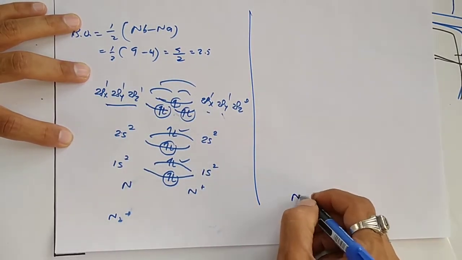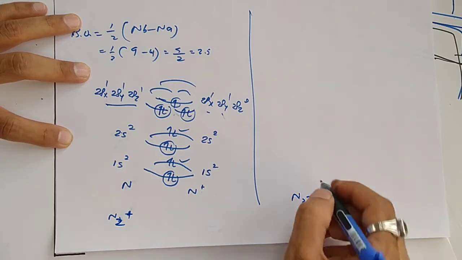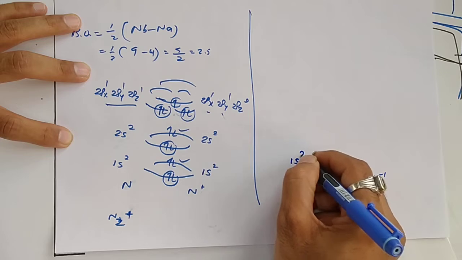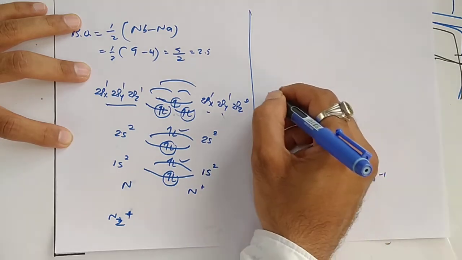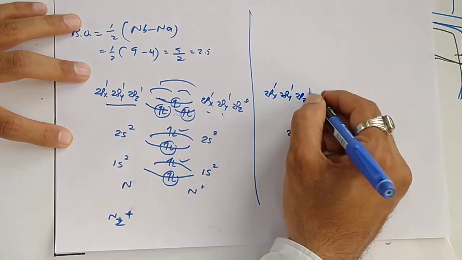Now in the case of N2 minus, one nitrogen and another with minus 1. 1s2, 2s2, 2px1, 2py1, 2pz1.